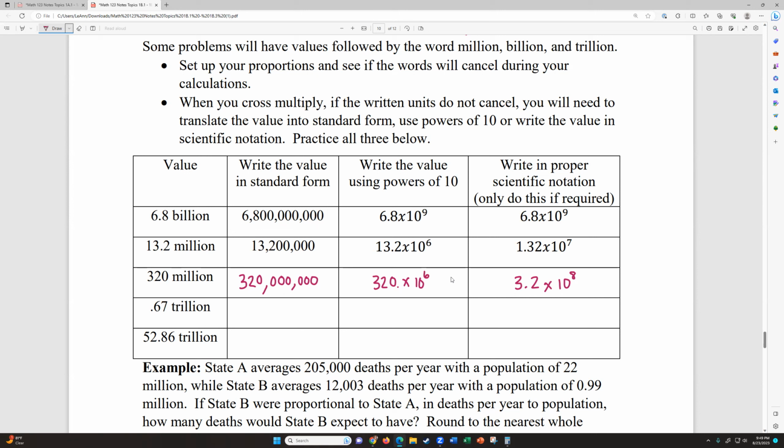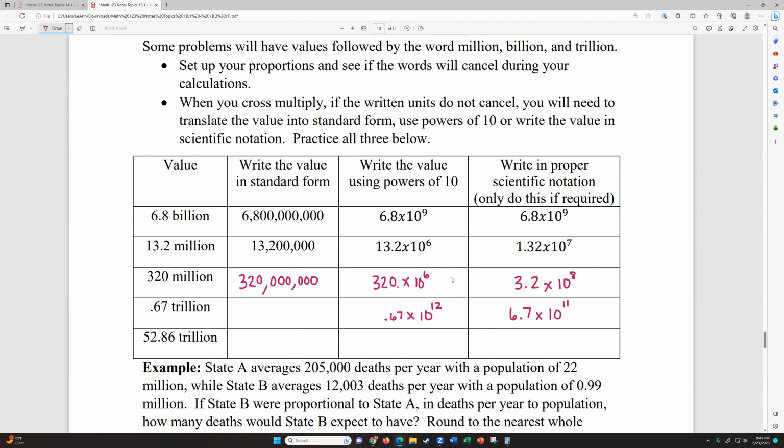Okay, this one's a little tricky. 0.67 trillion. If you think about that, I'm actually going to write it in this form first. So 0.67 trillion is times 10 to the 12th. If I put that in proper scientific notation, I would need to move to the right one to get that single digit in front of the decimal. And then we would be subtracting 1 from our power. So this is a little easier sometimes for people to convert back to the real form, especially if this has a weird decimal in it.